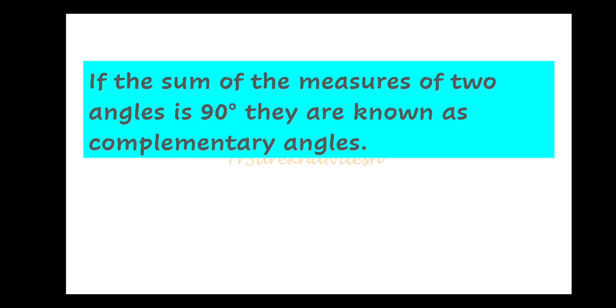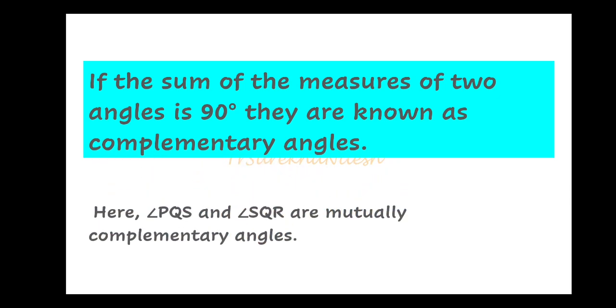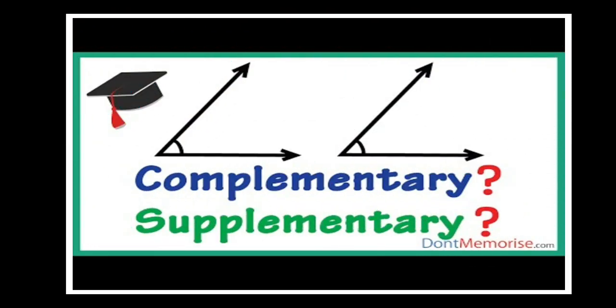If the sum of the measures of two angles is 90 degree, they are known as complementary angles. Here, angle PQS and angle SQR are mutually complementary angles. Now let's see a video to understand more about it.